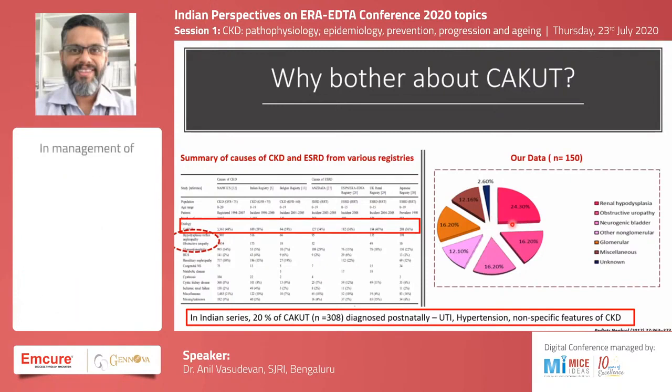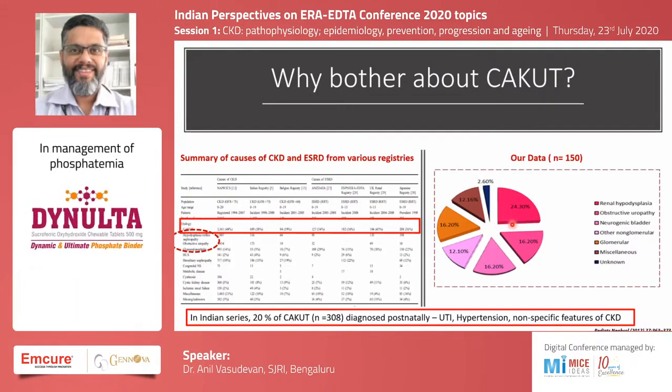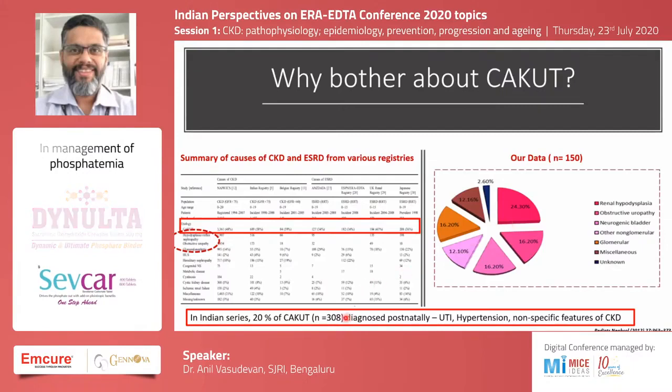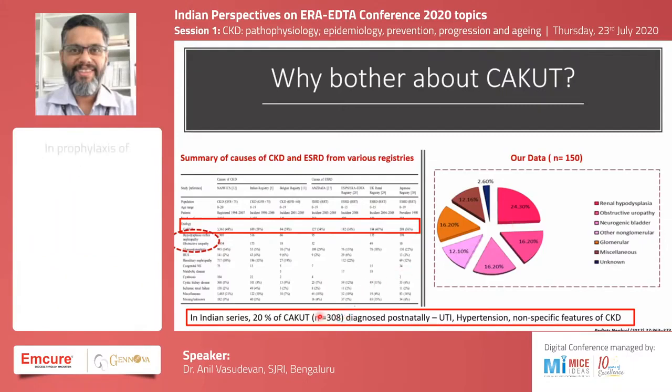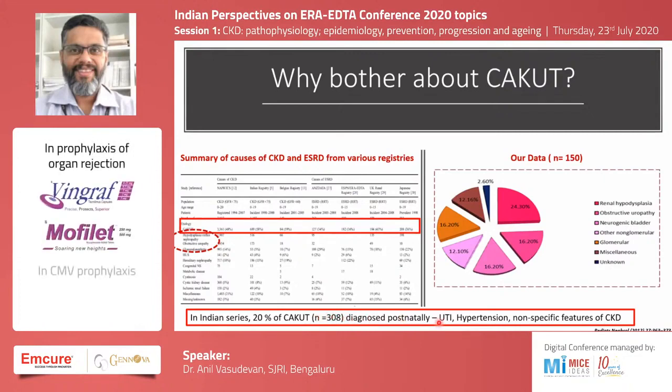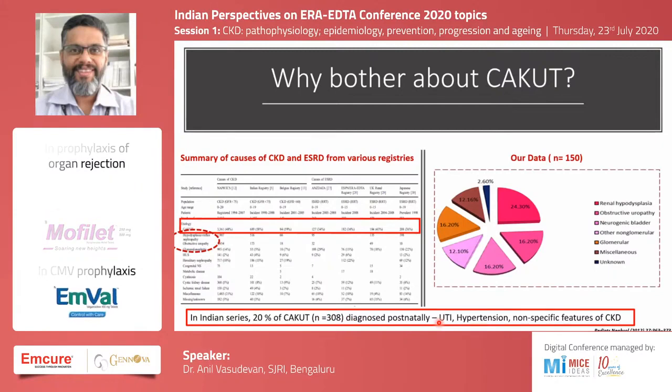While most of the structural malformations can be picked up antenatally, in an Indian series from JIPMER, when they analyzed 300 children with CAKUT, they observed that 1 in 5 children are diagnosed postnatally, especially when they present with urinary tract infection, hypertension, or other non-specific features of CKD.